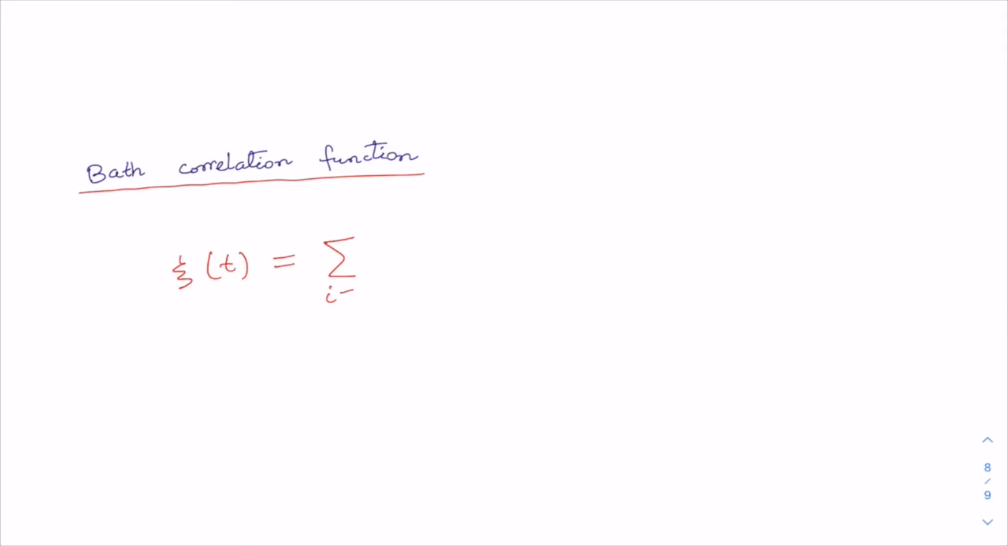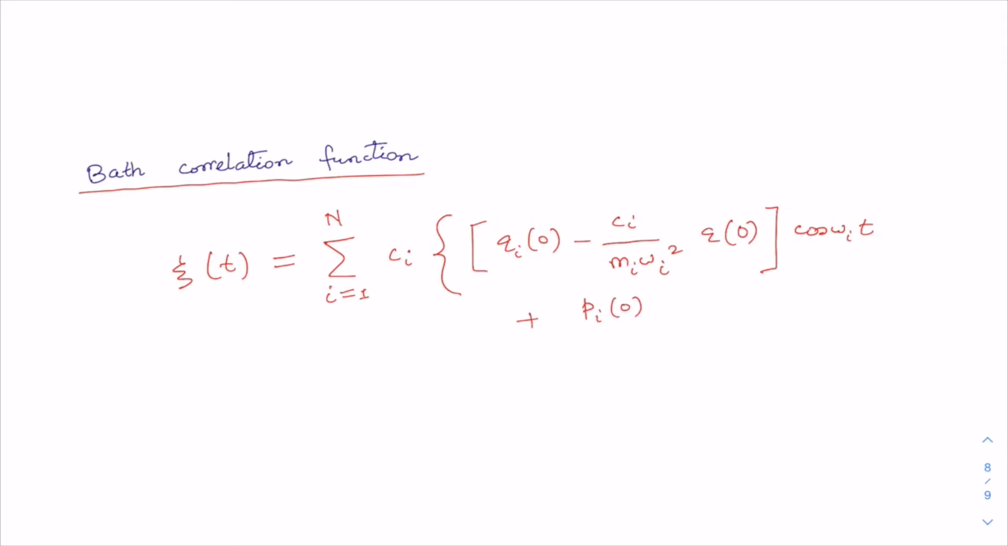It was the sum over all n oscillators, i equal to 1 to n, of ci. We have actually written it previously, I'm just repeating it here: qi(0), the initial position of the ith bath oscillator; ci is the coupling; mi omega_i squared, q(0), the initial position of the mechanical oscillator, cos omega_i t, plus pi(0) divided by mi omega_i, sine omega_i t. Okay, this is the expression.